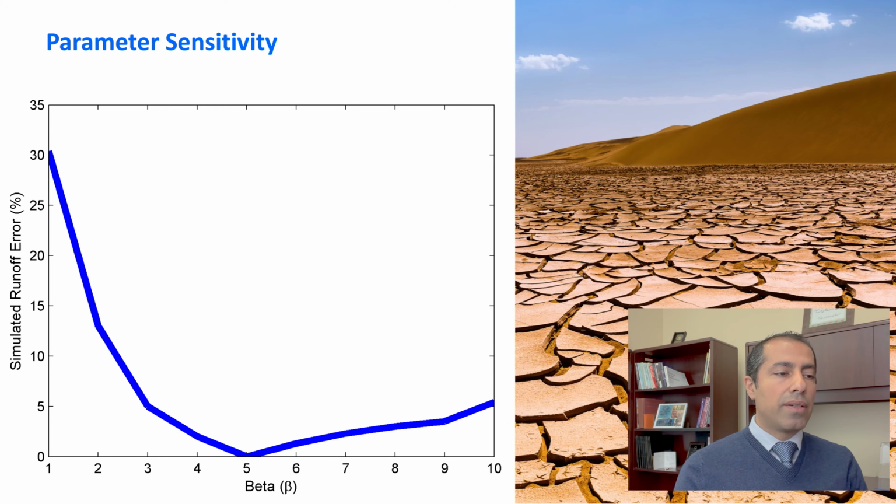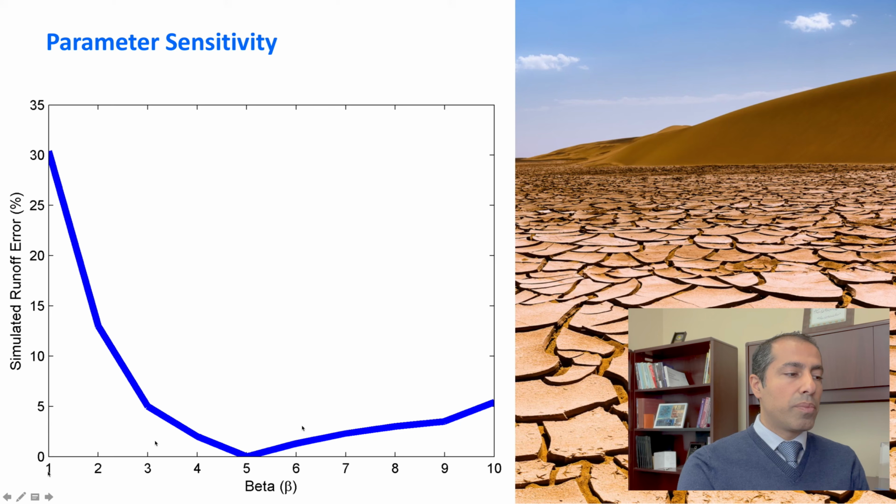This deserves a lecture on its own, but I want to briefly highlight that not all parameters are equal when it comes to model performance. If you use your Excel spreadsheet and you change parameters one at a time, for example beta, you can see that error will change significantly. We can look at Nash-Sutcliffe if you want. But here, we are looking at error on the y-axis and different beta values.